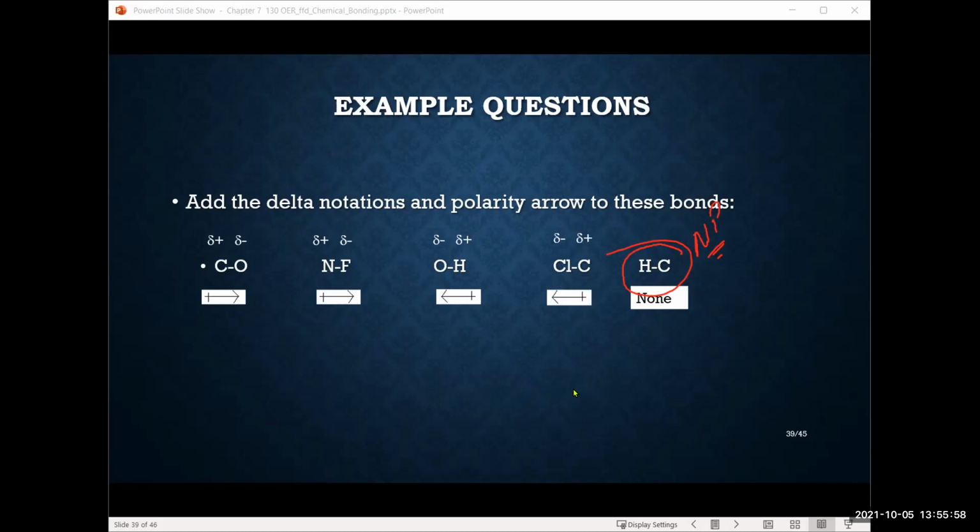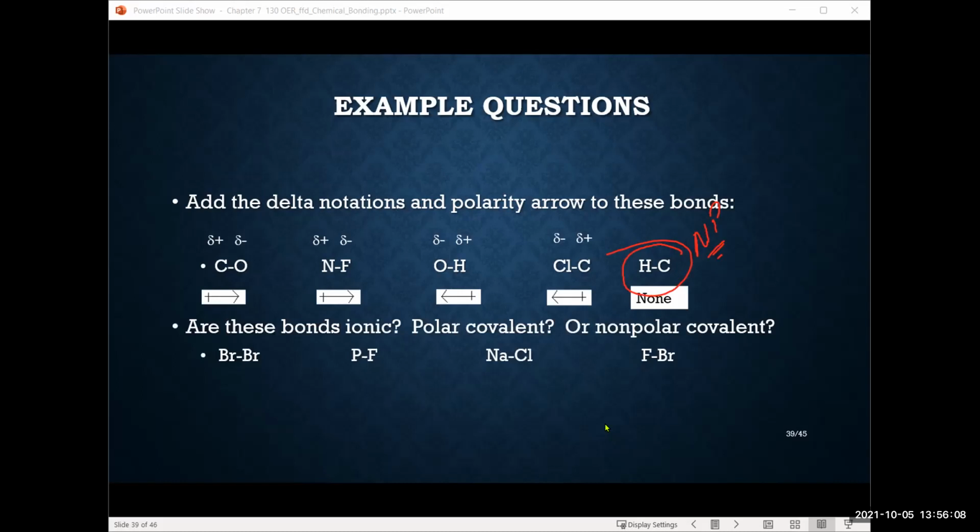Nonpolar. And the same would be true if they wrote in here any of the diatomic elements, all 7 of them. All of them would be nonpolar. Question here: are the bonds ionic, polar covalent, or nonpolar covalent? Remember, we have two types of bonds.